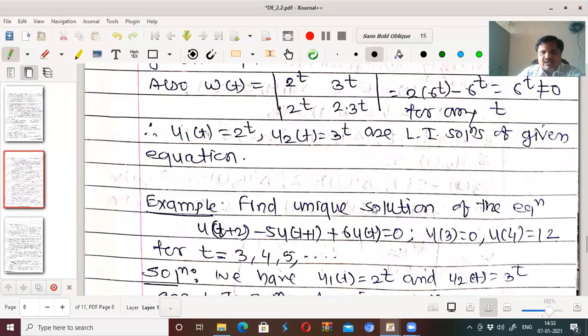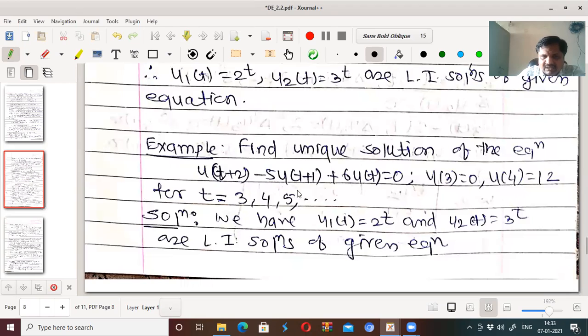Okay. Now I will skip this example. Okay, find the, no, we will take this also. Find the unique solution of the same equation u of t plus 2 minus 5 times u of t plus 1 plus 6 times u of t equal to 0. And we have been given these two conditions: u at 3 equal to 0 and u at 4 equal to 12.